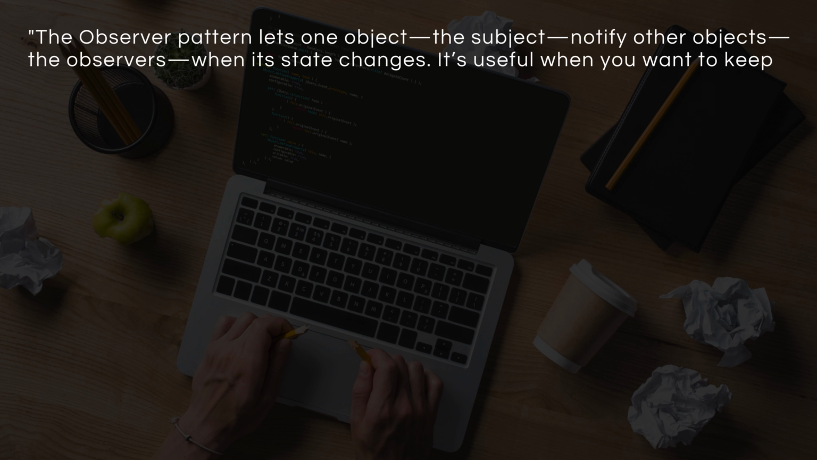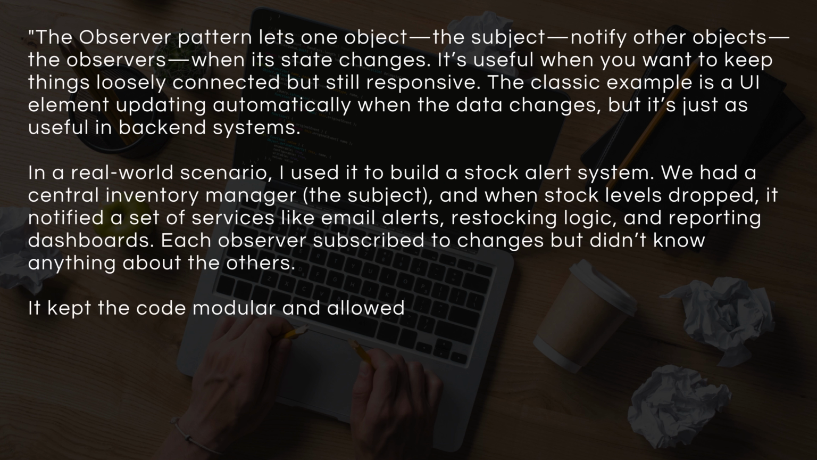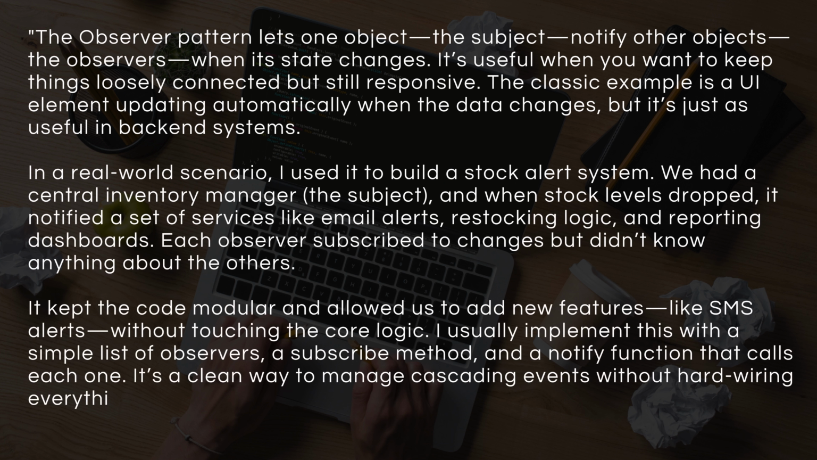The observer pattern lets one object, the subject, notify other objects, the observers, when its state changes. It's useful when you want to keep things loosely connected but still responsive. The classic example is a UI element updating automatically when the data changes, but it's just as useful in backend systems. In a real-world scenario, I used it to build a stock alert system.